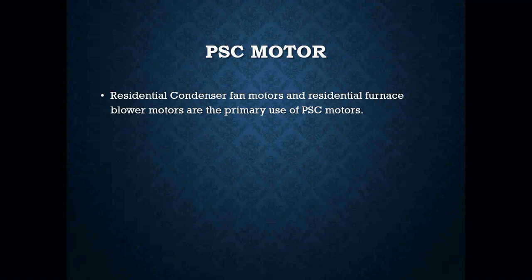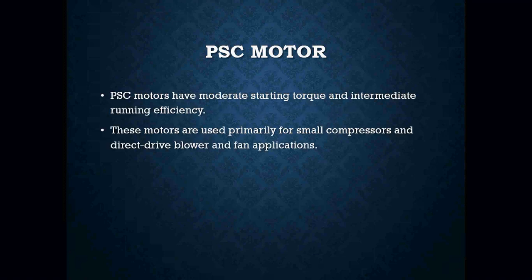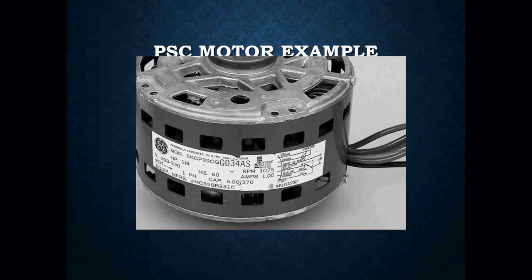Where are you going to find PSC motors? You're going to find them in your condenser fan motors. You're going to find them in residential furnace blower motors. Those are pretty much your primary areas. PSC motors have moderate starting torque and intermediate running efficiency. These motors are used primarily for small compressors or direct drive blower and fan applications. That's what a PSC motor is going to look like.